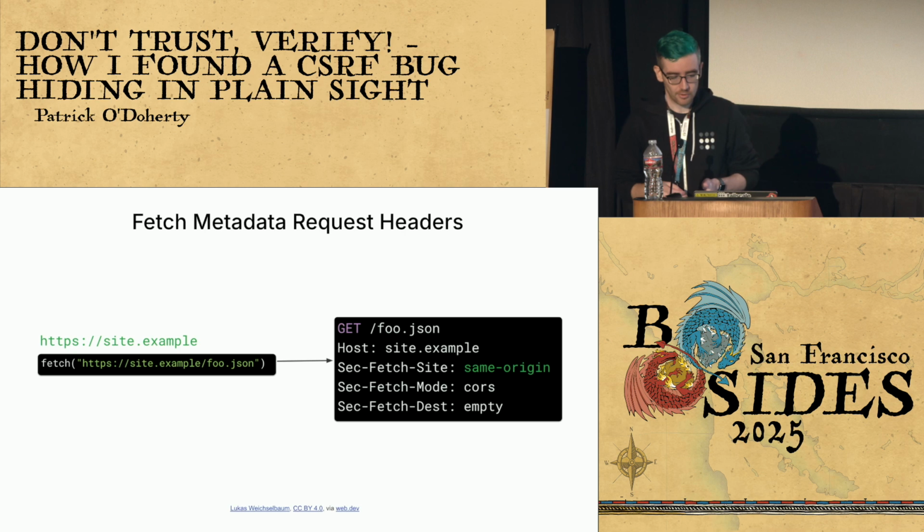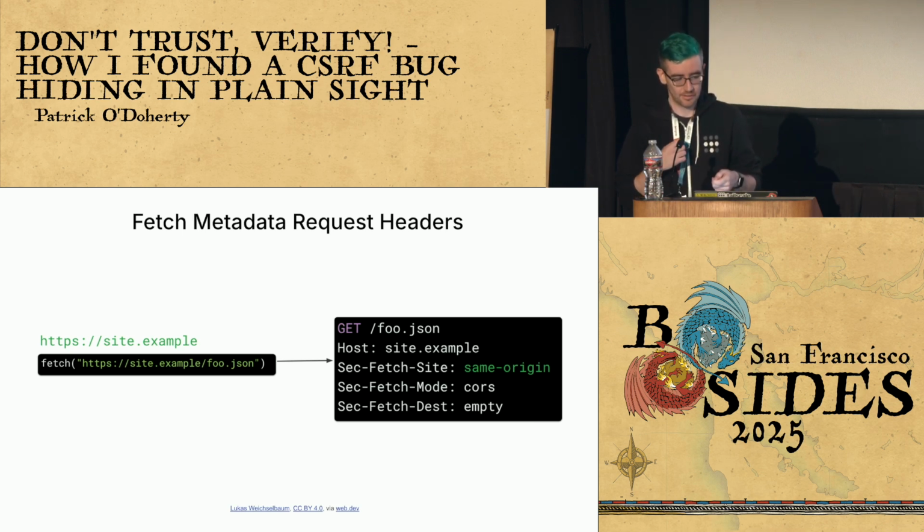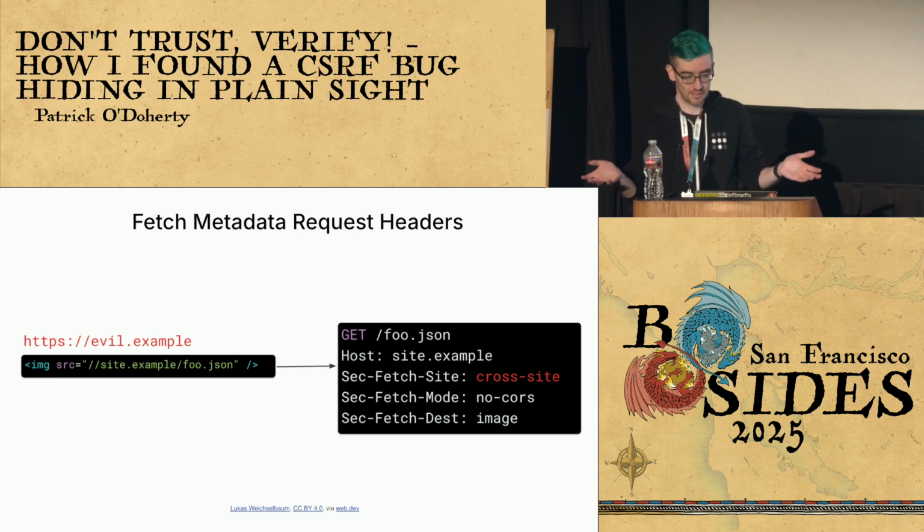This is an example of what that would look like when site.example includes a same origin fetch request to foo.json. The client here can understand that site.example and the requested resource have a same origin relationship and explicitly tell us, and we can accept that. Conversely, if we had a malicious origin, if evil.example tried to include that same resource, the client can discern that the two origins have a cross-site relationship. They don't have any relationship to each other, and will tell us, and the server can simply reject the request.